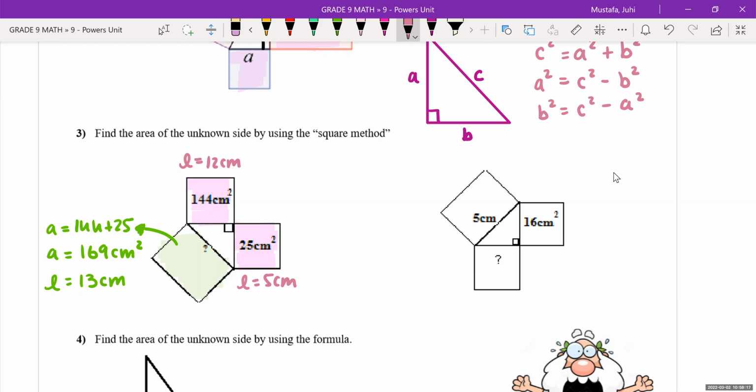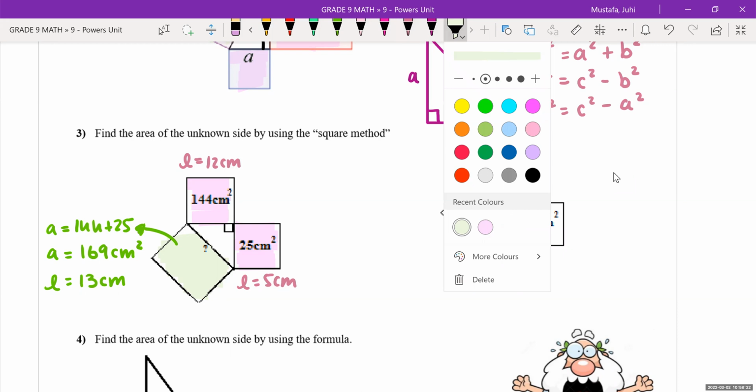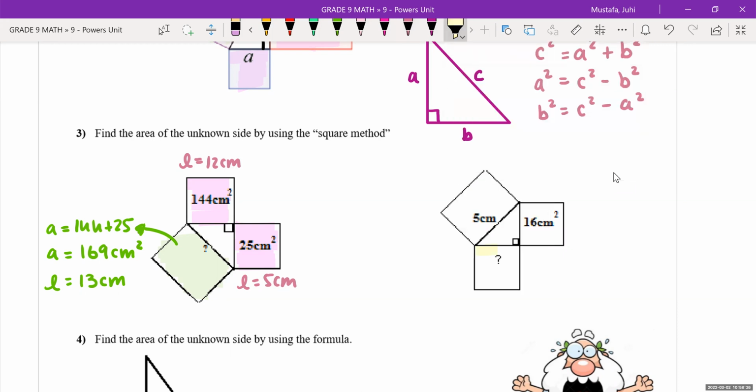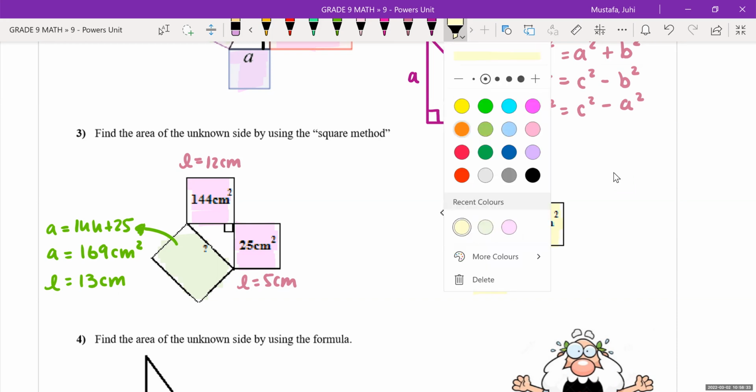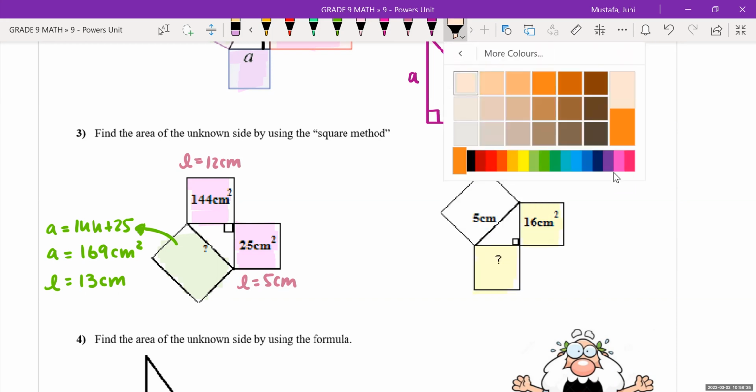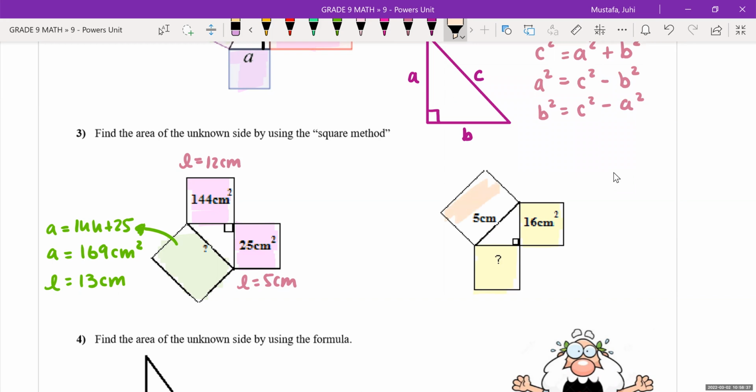Okay, let's try this next example. So in this example, we have been given information that is a little bit different. First, I'm going to just highlight my two smaller squares. So this one over here and this one over here. And then my larger square is going to be this one over here.